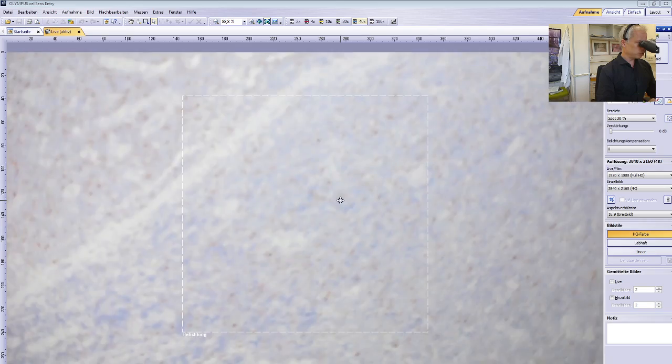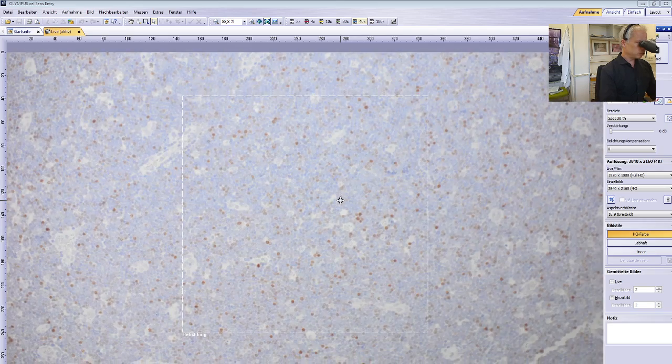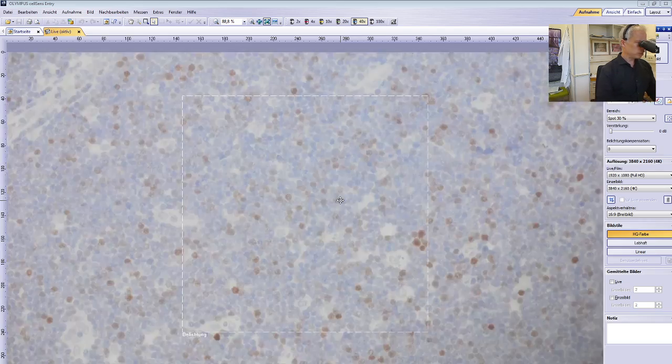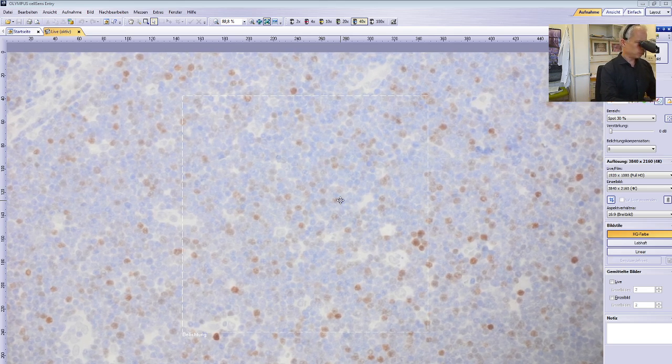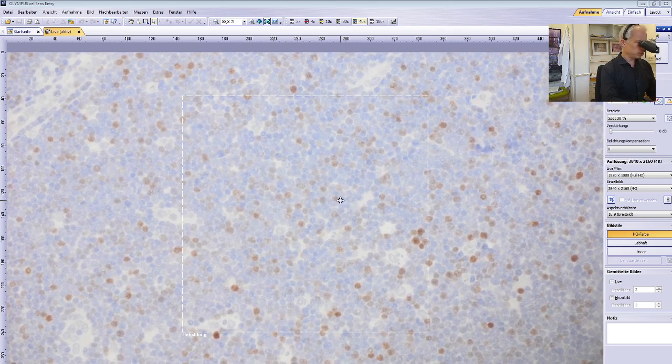This is the staining for TdT. As you can see here, TdT stains a lot of these cells, but not all of them. Nevertheless, TdT is a very precise marker to distinguish precursor cells from mature cells. This positivity is already, for me, sufficient to prove that we have an infiltration by lymphoblastic cells, so precursor cells, immature cells.